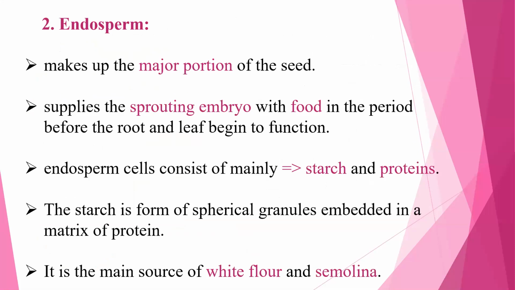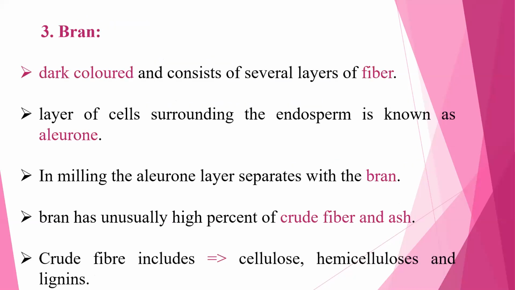The next and most important part is endosperm, which makes up the major portion of the seed, and it supplies the sprouting embryo with food in the period before the root and leaf begin to function. Endosperm cells consist mainly of starch and proteins. The starch is in the form of spherical granules embedded in a matrix of protein, and this endosperm is the main source of white flour as well as semolina. These are products of wheat.